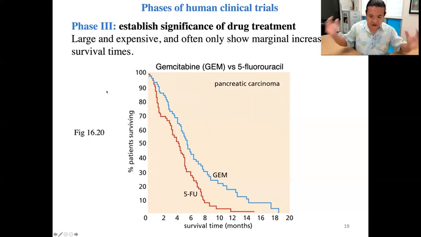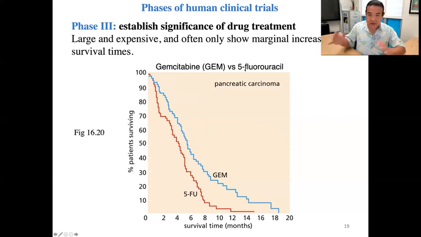And this is when you have a very large clinical trial now, right? Thousands of people who have a particular disease, for example, pancreatic carcinoma, right? And what you want to do is you want to have one group receive your new exciting drug, in this particular case, gemcitabine, right? Versus another group receives the traditional popular, old-fashioned drug, right? In this case, 5-fluorouracil, that's been around for decades.